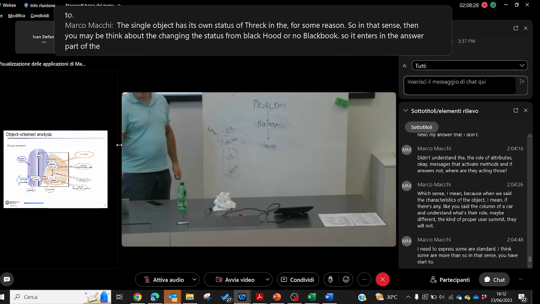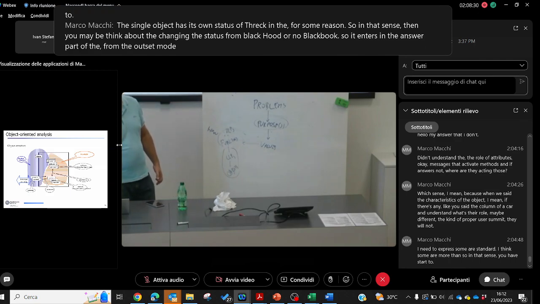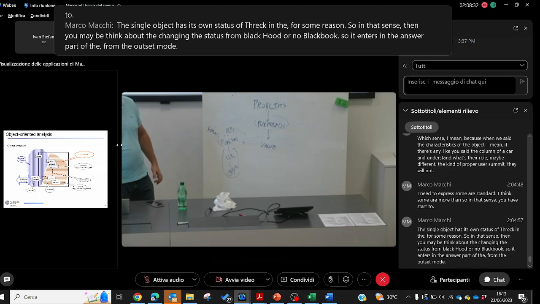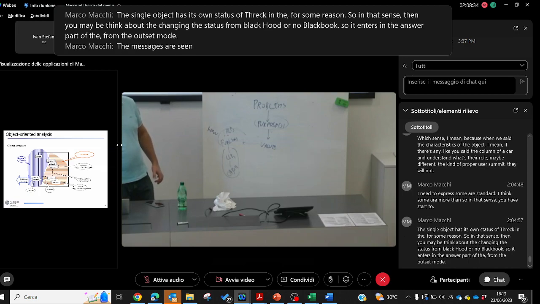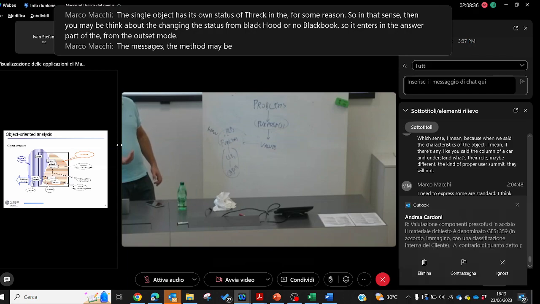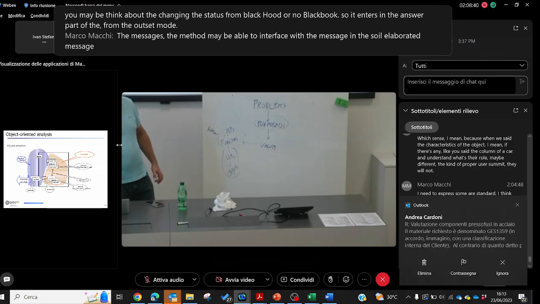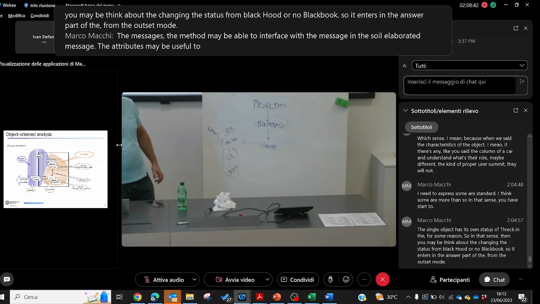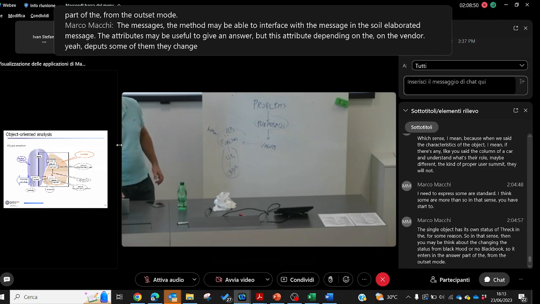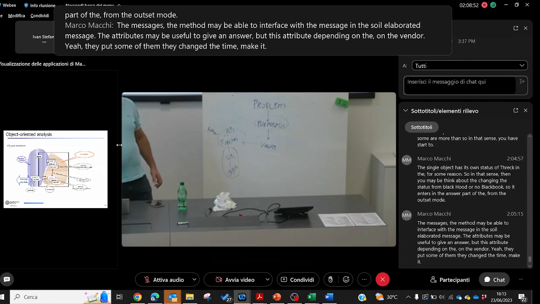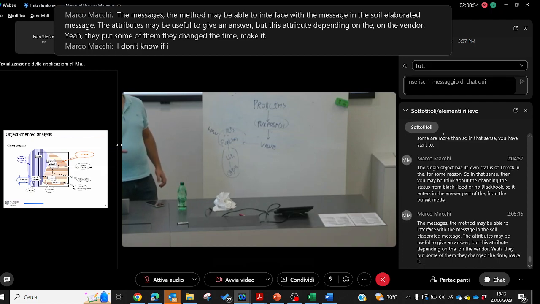From the outside world, let's say, the message is received. The method may be able to interface with the message. The attributes may be useful to give an answer, but depending on the value of the attributes, some of them may change through time and may give a different answer. I don't know if I made it clear.